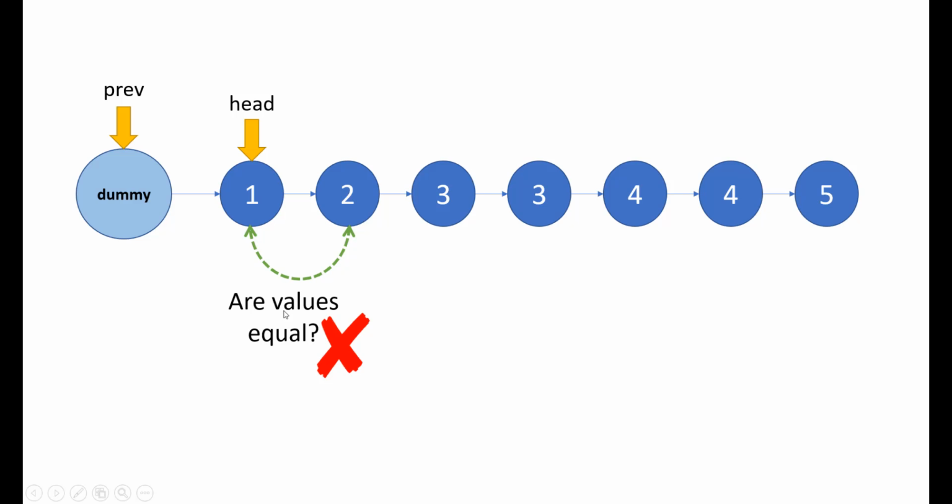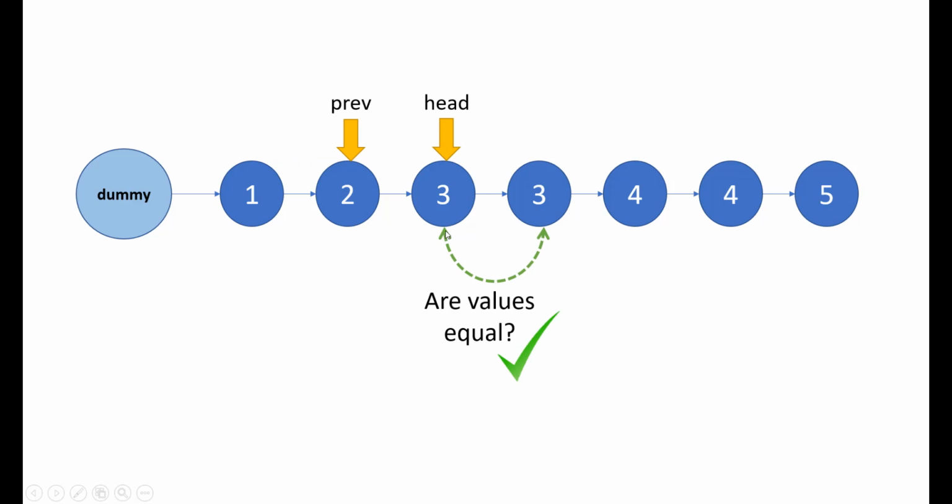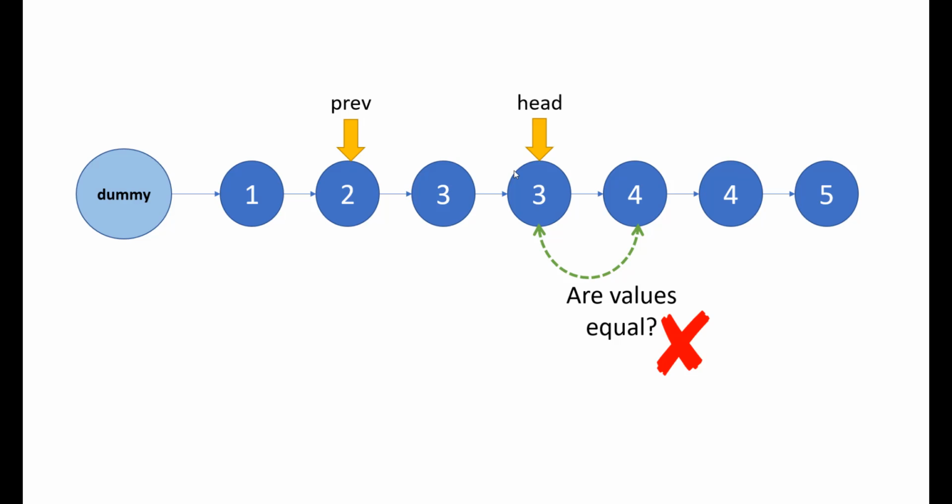If the values are not equal, like in this, we move previous and head. So now previous becomes previous.next and head becomes head.next. Again here we see that the values are not equal, so we move both the pointers. Now in this case head and head.next becomes equal. Here we know that we have come to a place wherein we'll need to skip some nodes. So we just move our head for the next time.